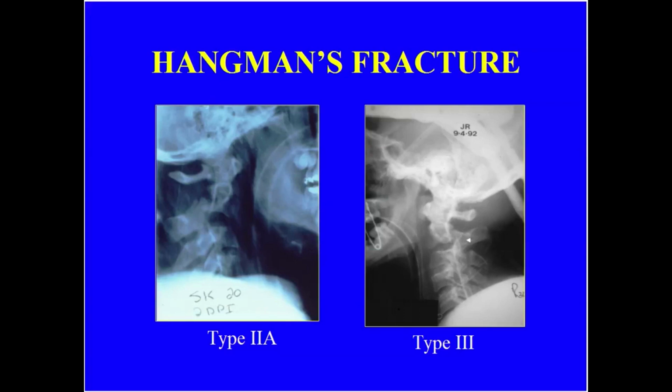You could fuse C1 to C3, but then you have all the morbidity of a C1, C2 fusion. But the type 3, which is rare, is the one indication for surgery in a hangman's fracture.